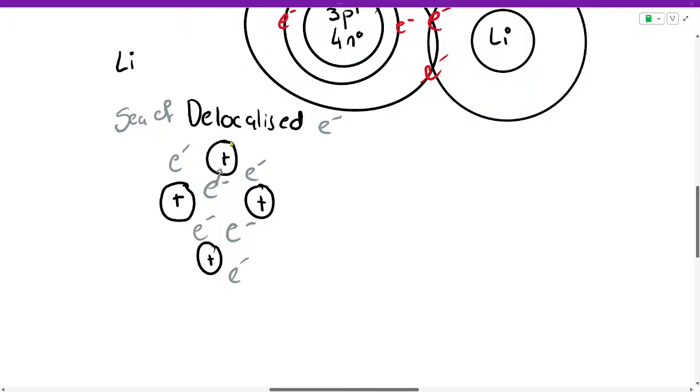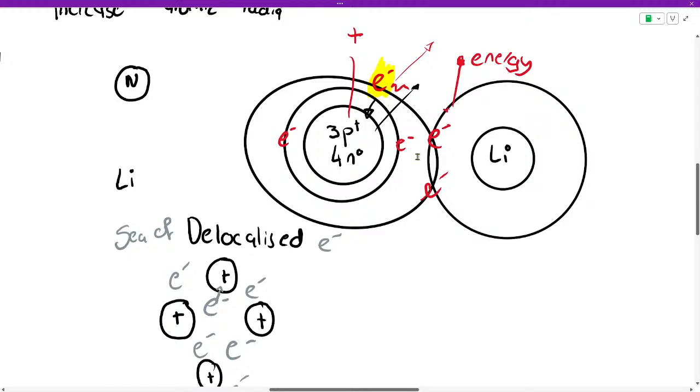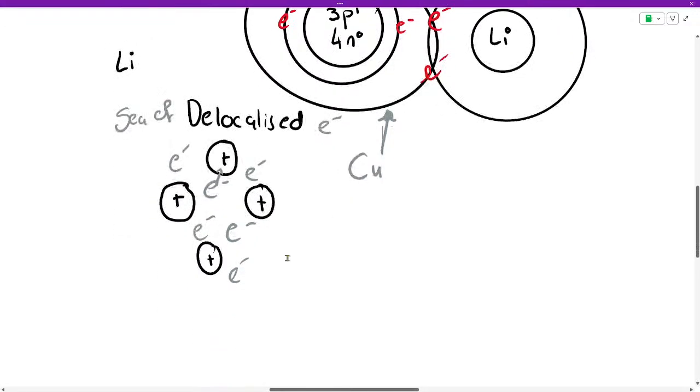Well, the last type of bond is metallic, but I think I went over this twice, the sea of delocalized electrons. In a metallic bond, let's say copper, this is all that happens here. You have a sea of delocalized electrons. That's why metals conduct heat and electricity easily, because energy easily passes through here, because the electrons are just floating, basically.